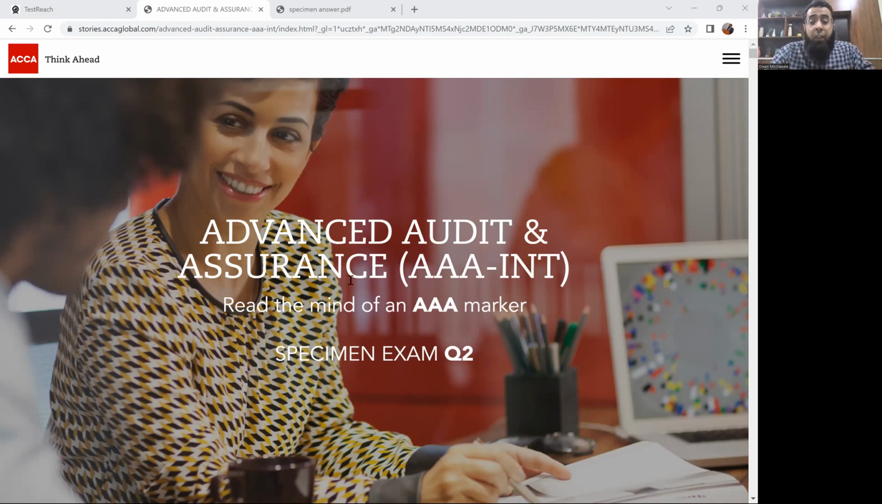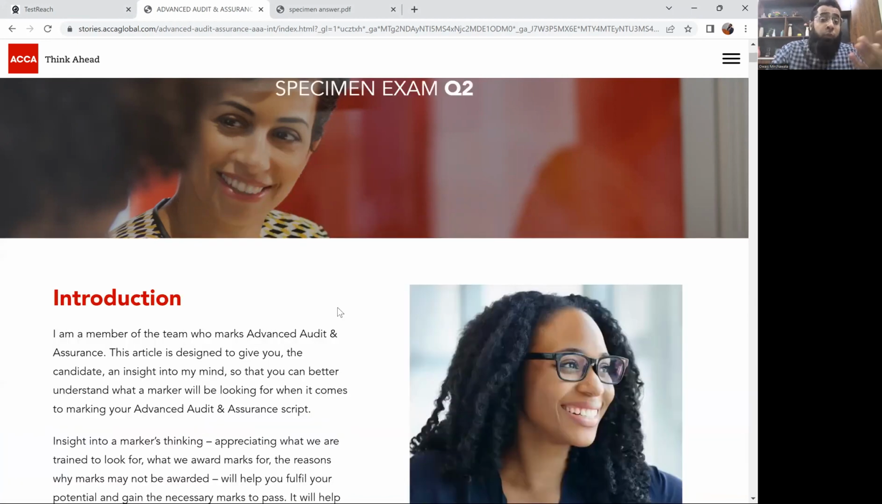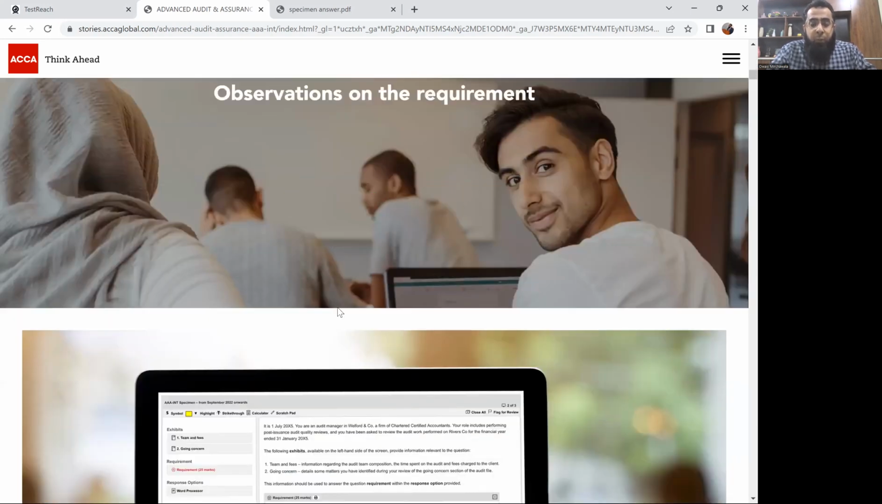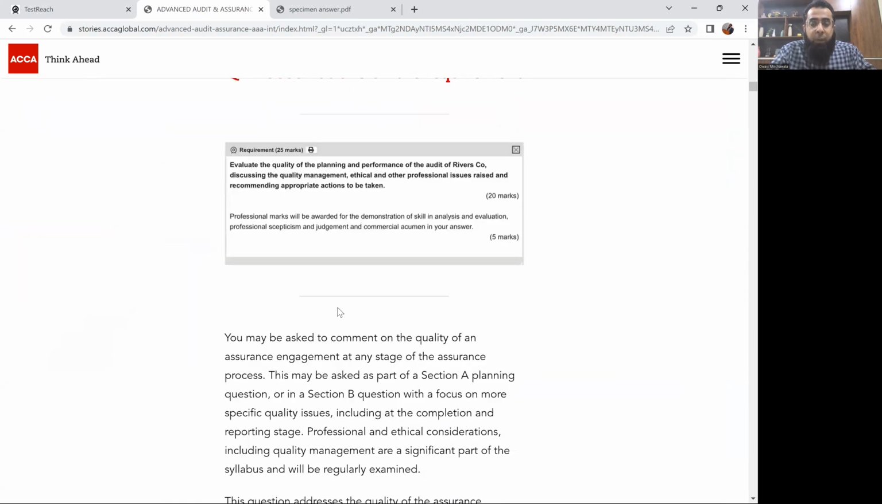Okay, so let's start. Read the Mind of an AAA Marker. Now, this document is not issued for all the past papers. It is only issued for the specimen paper of Advanced Audit and Assurance. Today, we are discussing question number 2 in this document. Once we discuss question number 3, we'll discuss this document for question number 3 also. We have already discussed this document for question number 1, which you can find in the series of videos. First, the introduction is given on what this document is about. Now, let's move towards the script of student 1 for question 2.